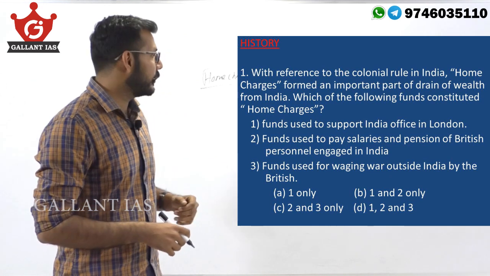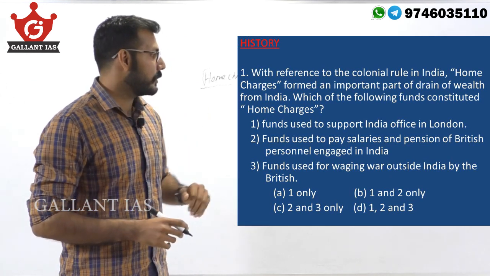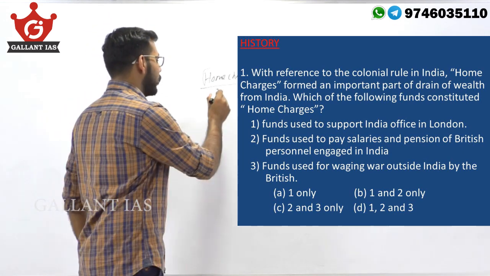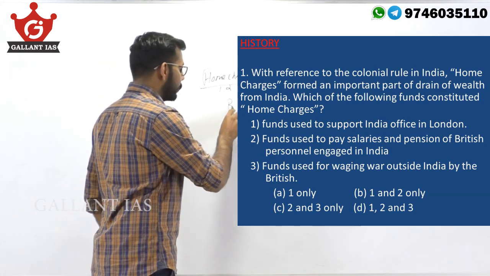Now, let's return to the question. Here, except for the third option, funds used for waging war outside India by Britishers, 1 and 2 are part of your home charges. So your answer here is B.